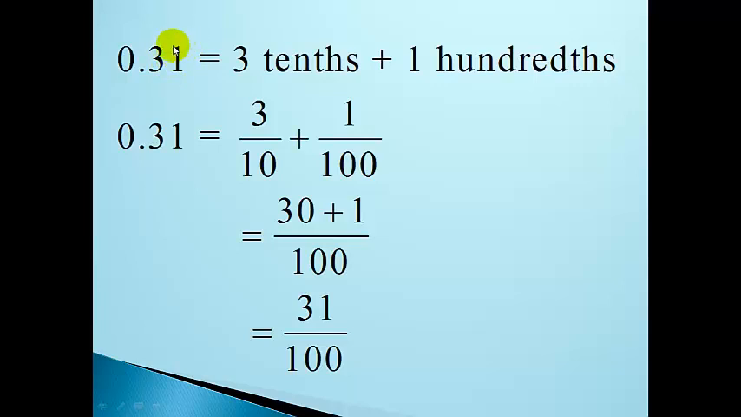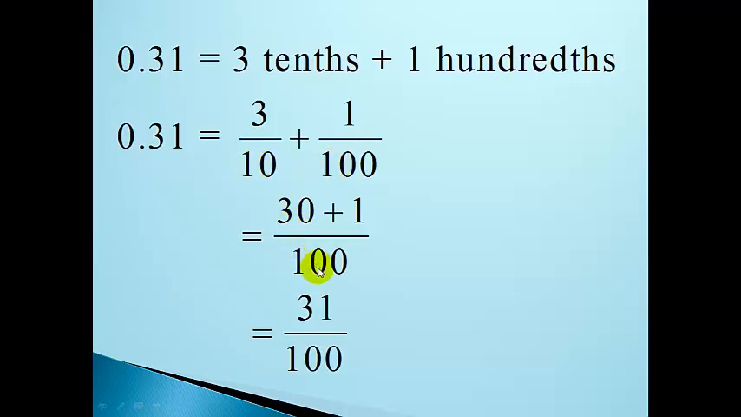Because 1 is occupying the 100th position, this will be equal to 1/100. And so 0.31 is equal to 3/10 plus 1/100. Now 3/10 is equal to 3 divided by 10, plus 1 divided by 100. Now we find the LCM of 10 and 100.